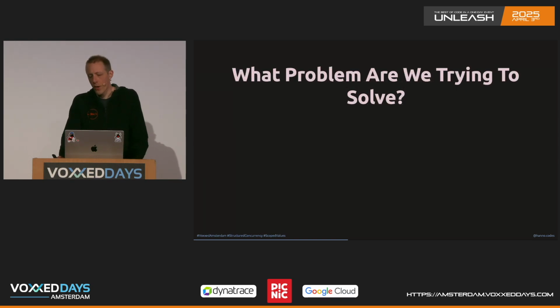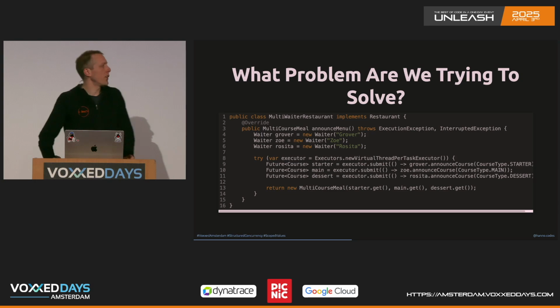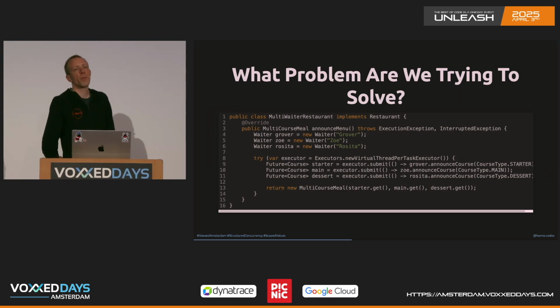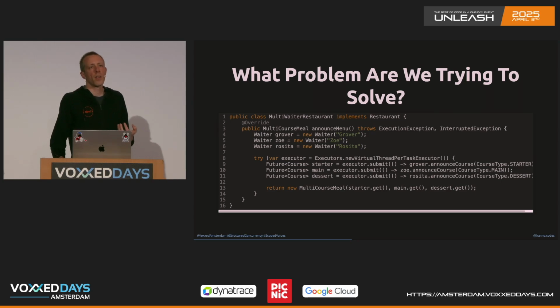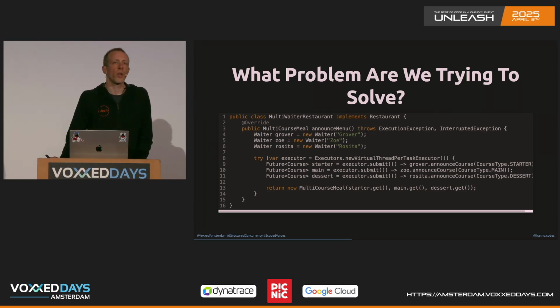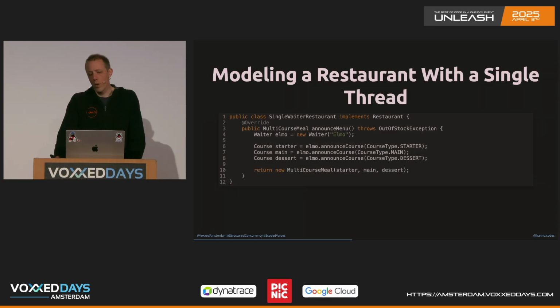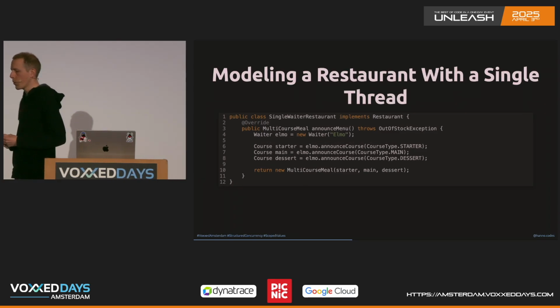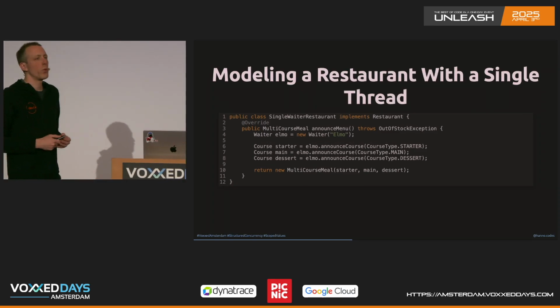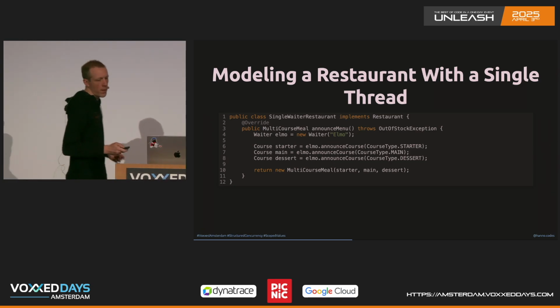And what problem were we trying to solve? Just to refresh your memories, there were a few problems here with the executor service approach, and they all had to do with canceling work that is no longer needed, right? And actually, if we would model this problem with a single thread, we wouldn't have any of the issues, right?